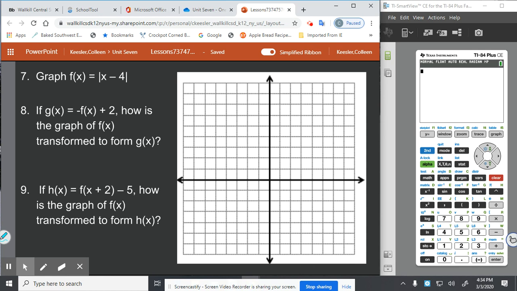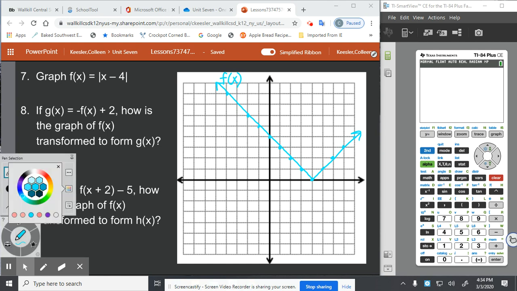So for number 7, we're graphing f of x equals the absolute value of x minus 4. So we know that means that it's going to start at positive 4, 0. And there's just a slope of 1. So up 1 over 1 in each direction to form the V. So that looks like this. And be sure to label it f of x. And now moving on to number 8, it says if g of x is negative f of x plus 2, how is the graph of f of x transformed to get g of x?